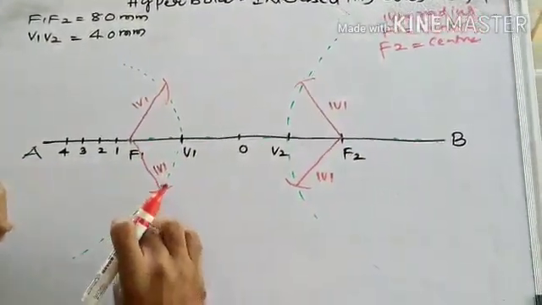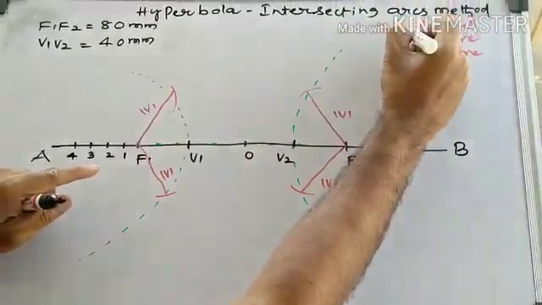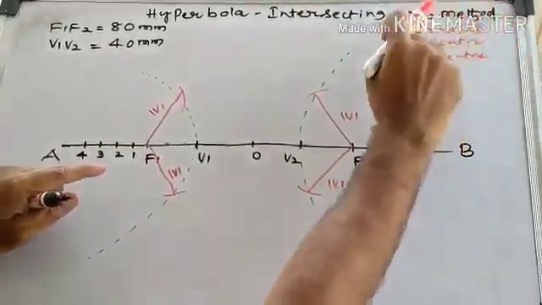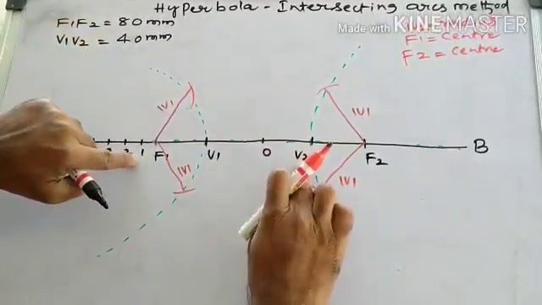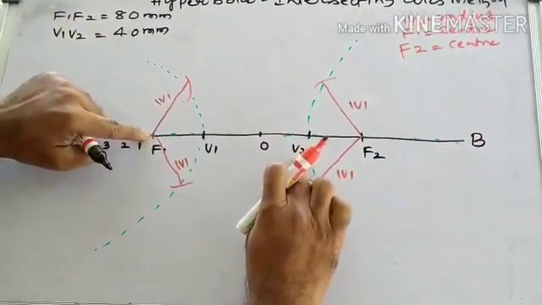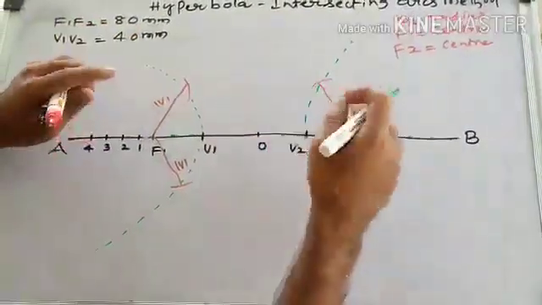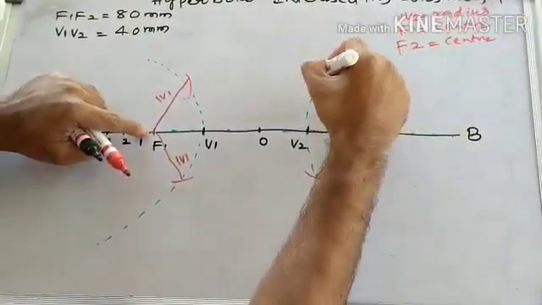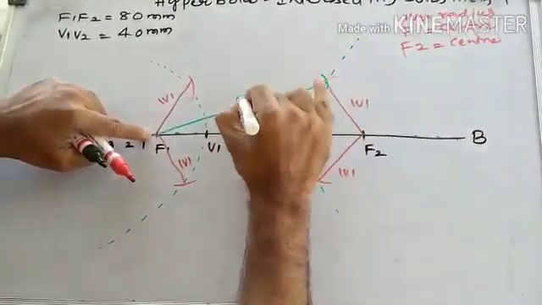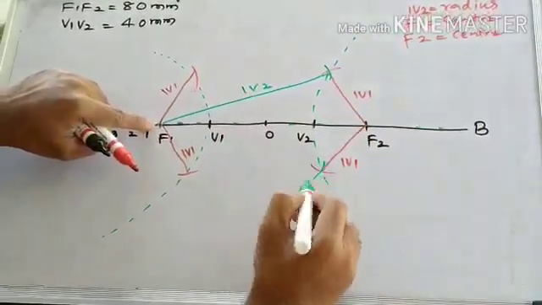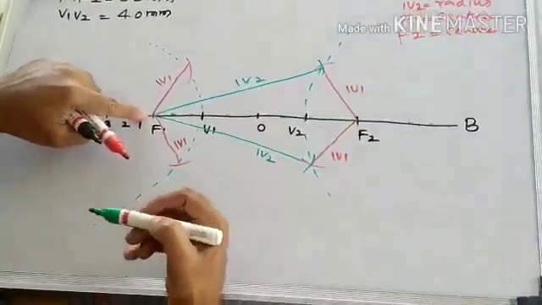Now after that, next step: 1 V2 as a radius, F1 as a center. You have to cut these right side arcs. You will get this as 1 V2. This is 1 V2.